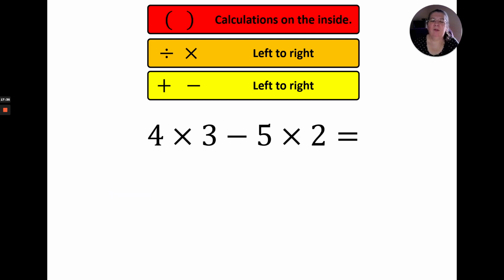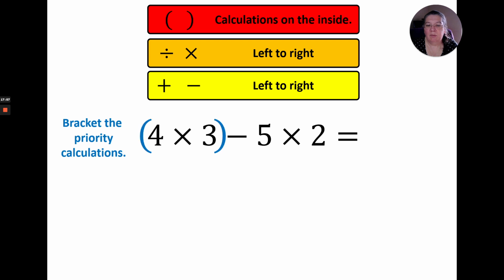Okay, now we've got 2 lots of multiplication and a subtraction. What do you think we need to do first? This is a bit trickier, isn't it? Because there's 2 things that come first on our list. We haven't got brackets or indices, but we have got 2 lots of multiplication. Does it matter which multiplication we do first? Not really. Let's put some brackets around the 2 sets of multiplication. We can work those out, and then we can subtract the answers.